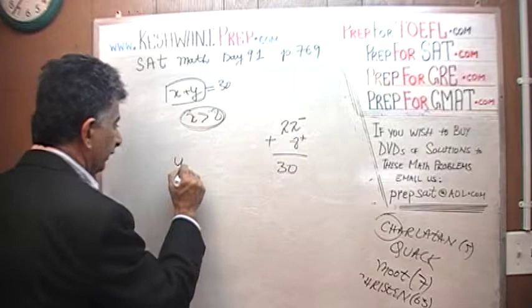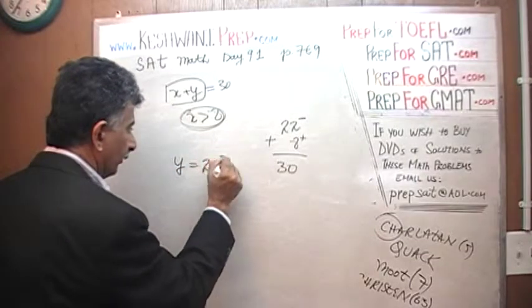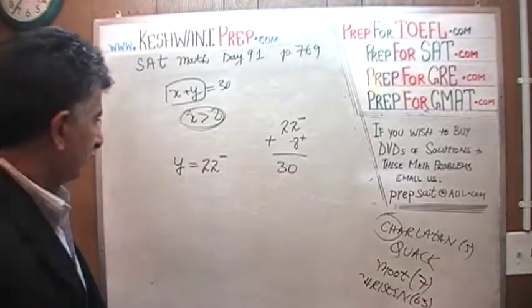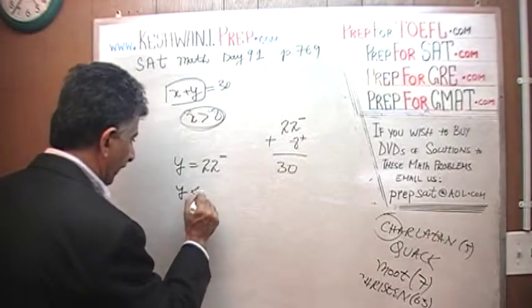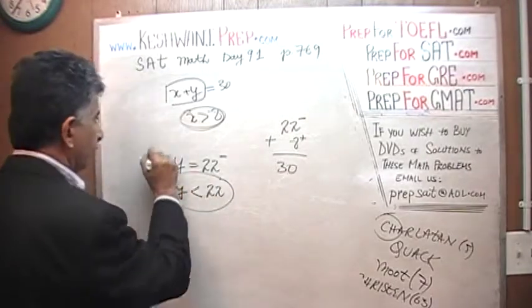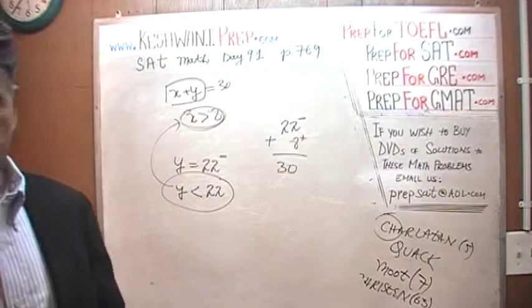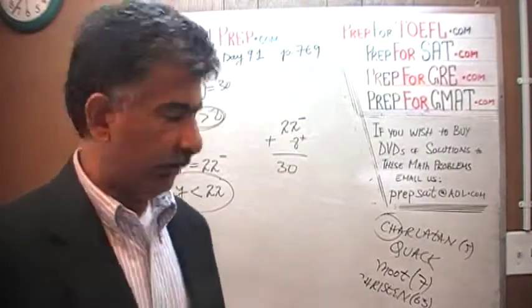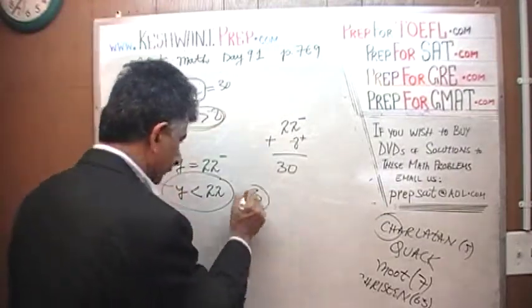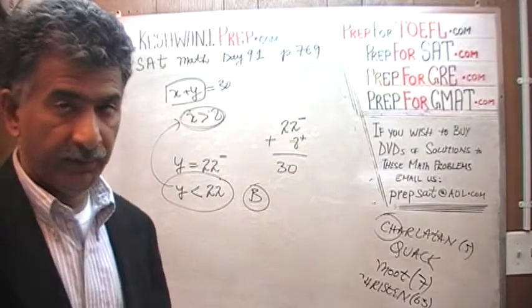Y would have to be less than 22. 22 with a minus sign on it, it says less than 22, or simply put, y has to be less than 22. If x is more than 8, y has to be less than 22, and that answer is B. And that's the only way you're going to end up having two numbers add up to 30.